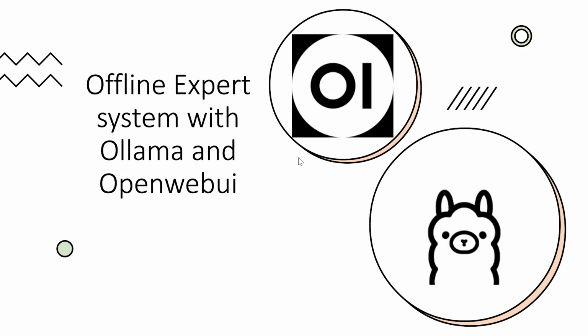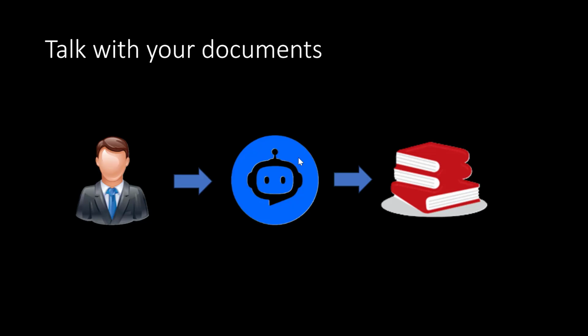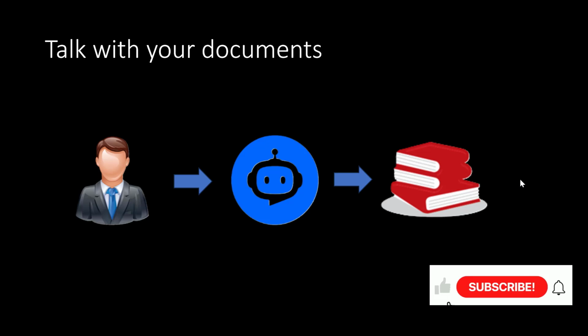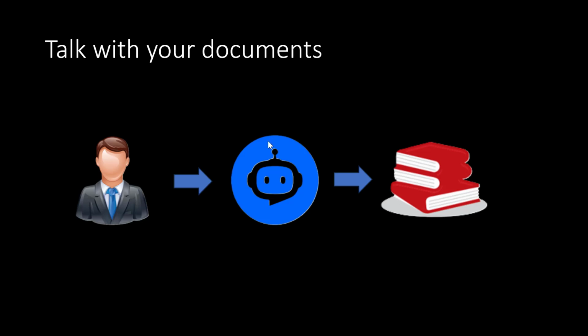Hi friends, in this video we will create a completely offline and on-premise expert system using Ollama and WebUI. We will achieve something like this. First we will create a knowledge base using some stored documents we have, and we will mount an LLM over the documents knowledge base. When the user asks some questions to the chatbot, it will search the knowledge base, and using that knowledge base it will give you some relevant answer.